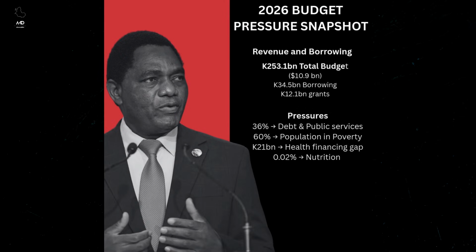Now, place that next to spending pressures. Over 36% of the 2026 budget is going to go to debt payments and basic running of the government. That is nearly the same amount going to all major social services combined. At the same time, about 60% of Zambians are still living in poverty. The health sector has a funding gap of about 21 billion kwacha. Nutrition gets less than 0.02% of the full budget, and social protection funding has slightly dropped.